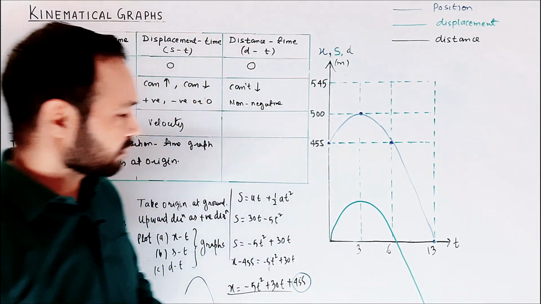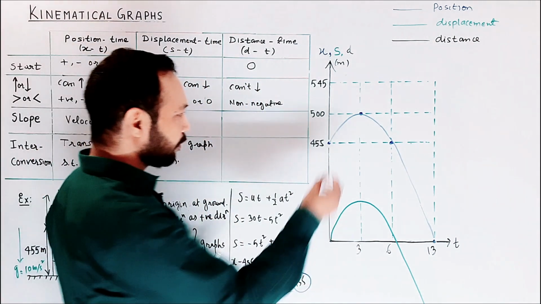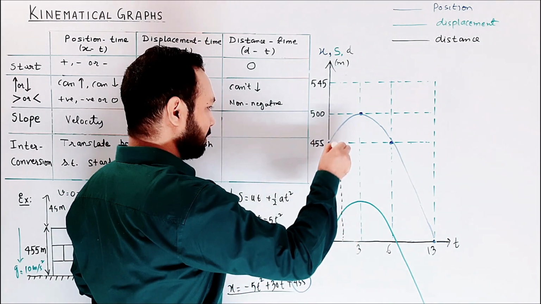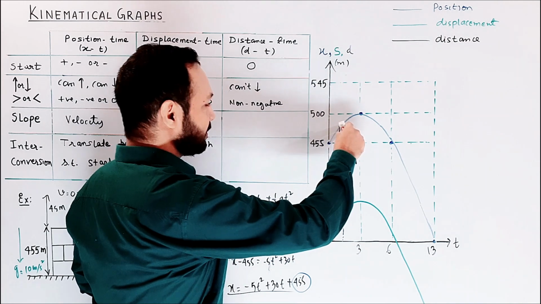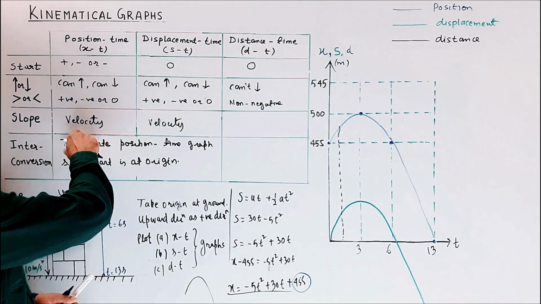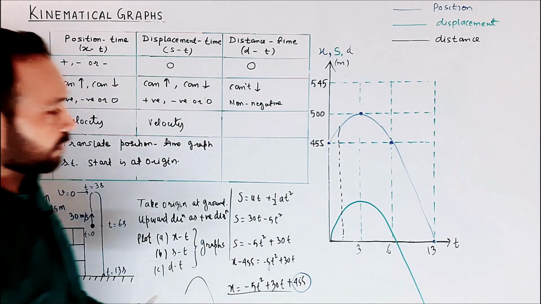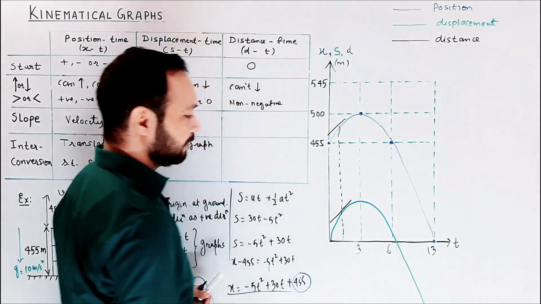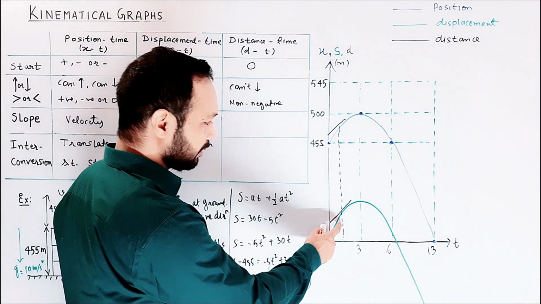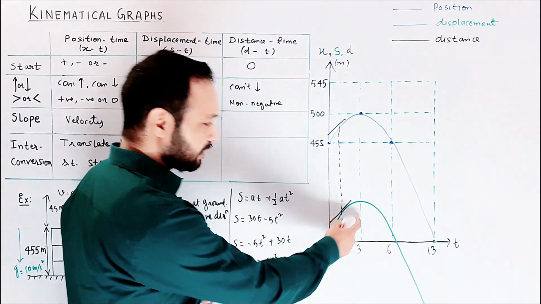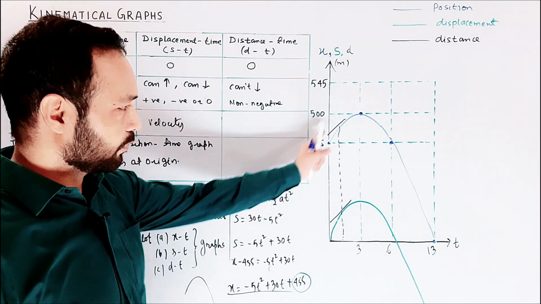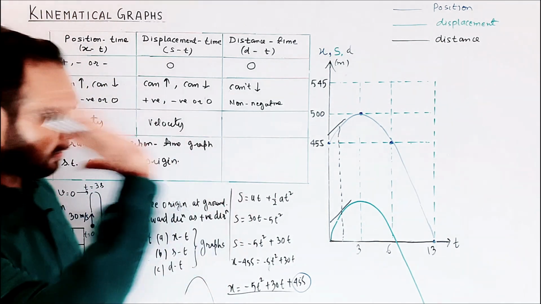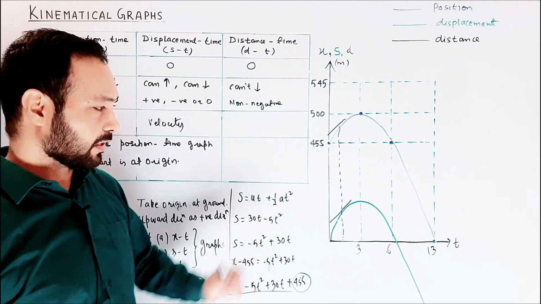And one more thing you should see, that at every point at any moment, say if you look here, the slope of this is also velocity and the slope of this is also velocity. So the tangent here and the tangent here are parallel. So the slope of the displacement time graph is velocity, and the slope of the position time graph is also velocity. So that is also clear from this graph.